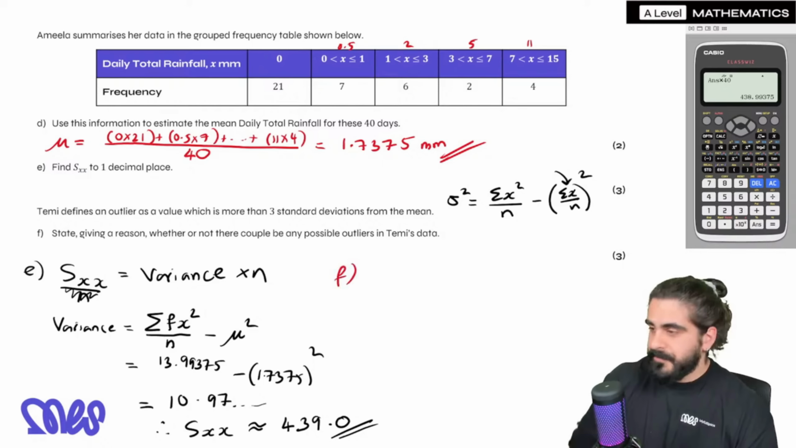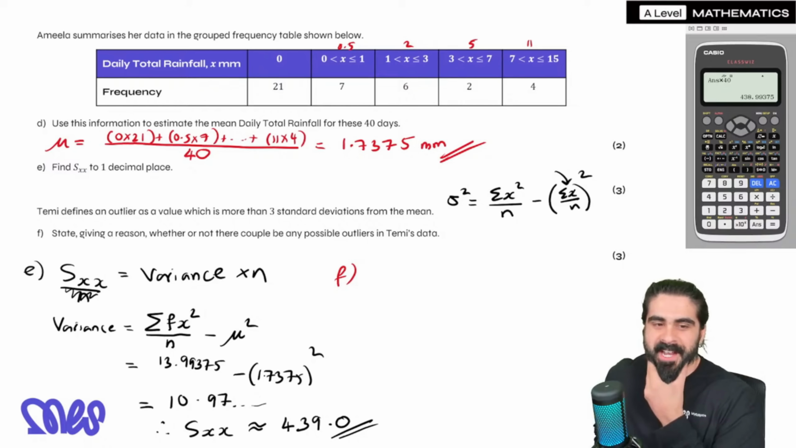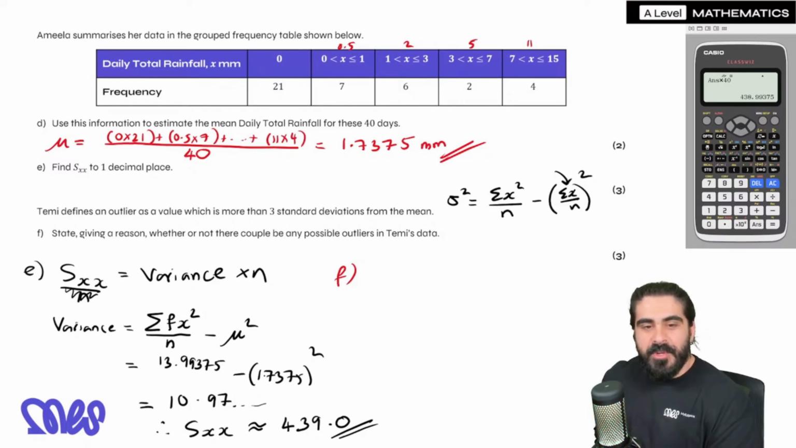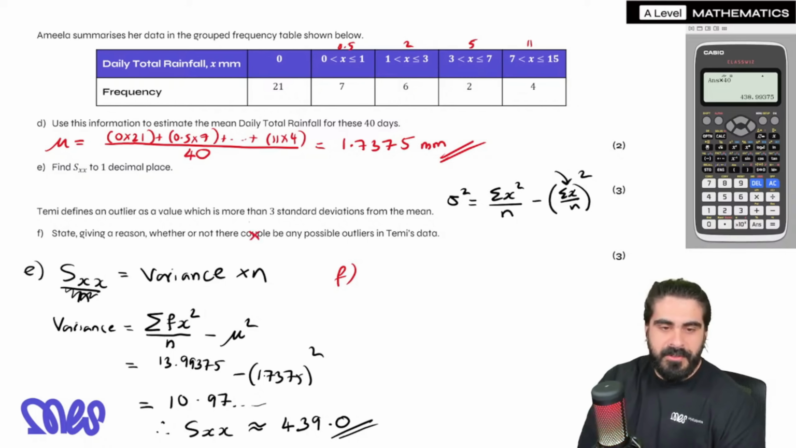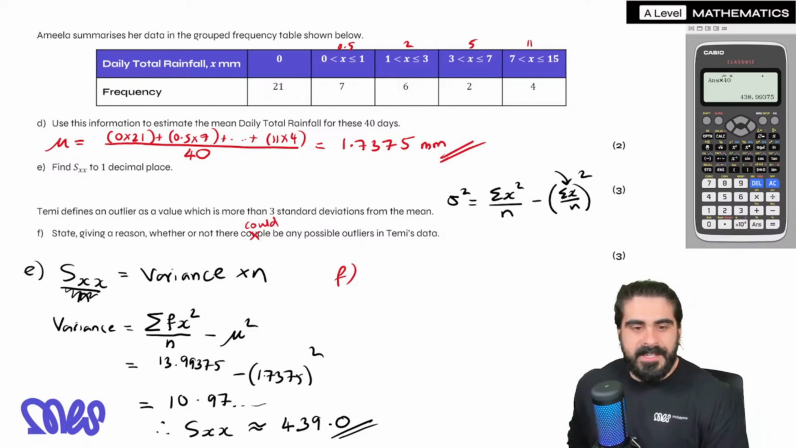All right. Temi defines an outlier as a value which is more than 3 standard deviations from the mean. Say giving a reason whether or not there could be any possible outliers for Temi's data.